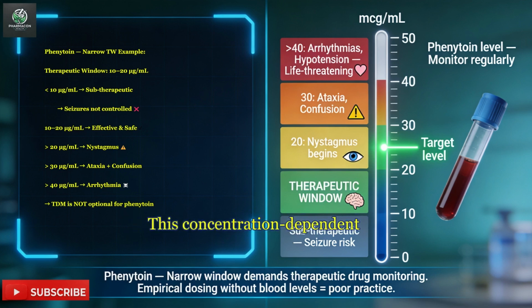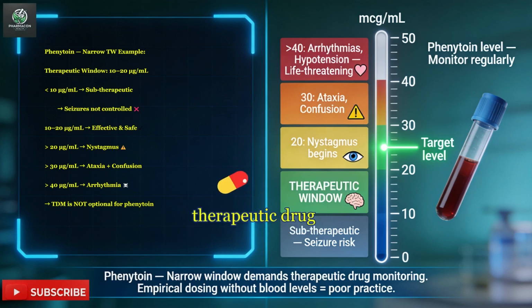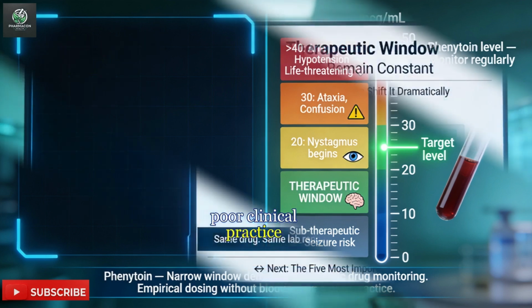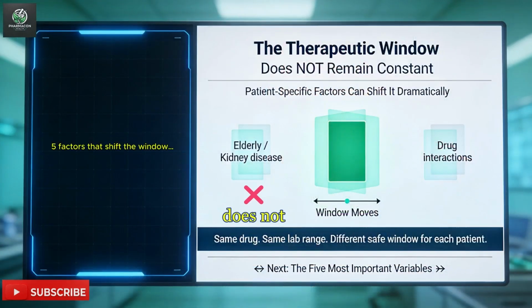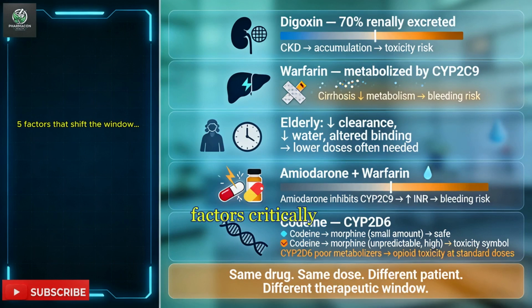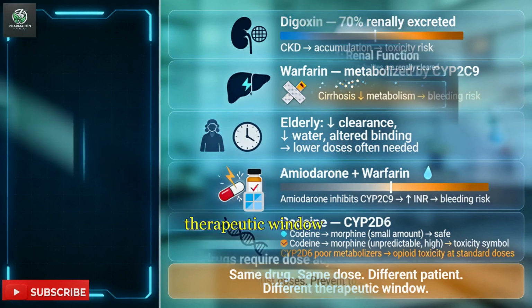This concentration-dependent toxicity profile is precisely why phenytoin demands therapeutic drug monitoring, and why empirical dosing without blood level checks is considered poor clinical practice. The therapeutic window does not remain constant. Patient-specific factors can shift it dramatically. Let us examine the 5 most important variables. 5 patient-specific factors critically alter drug safety and the effective therapeutic window.